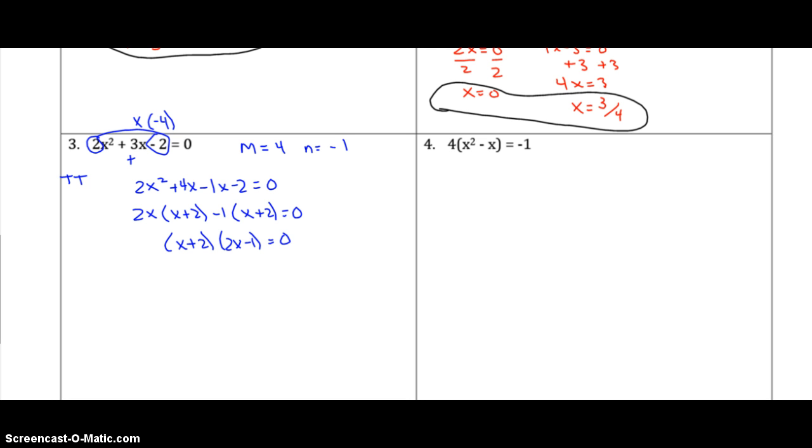Set each factor equal to 0. First factor is x plus 2. Second factor is 2x minus 1. Subtract 2 from both sides. Subtract 1 from both sides. Divide both sides by 2. And there are your two answers.